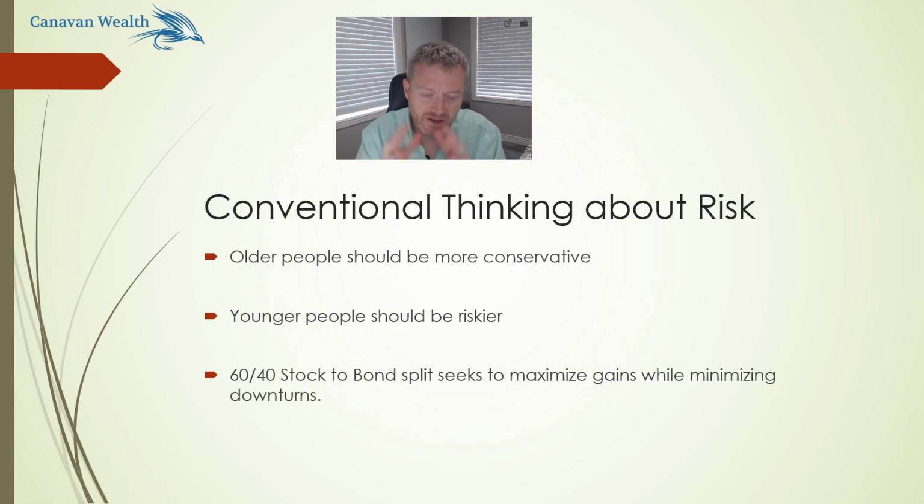So let's talk about this conventional thinking about risk. If you Google risk and how aggressive should you be, this is what it's going to come up with. Older people should be more conservative, younger people more aggressive, and there's this magic formula of 60% stocks to 40% bonds that maximizes growth during growth periods but minimizes the downturn.